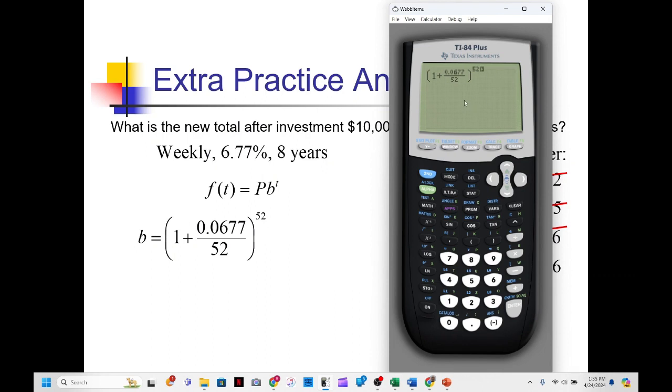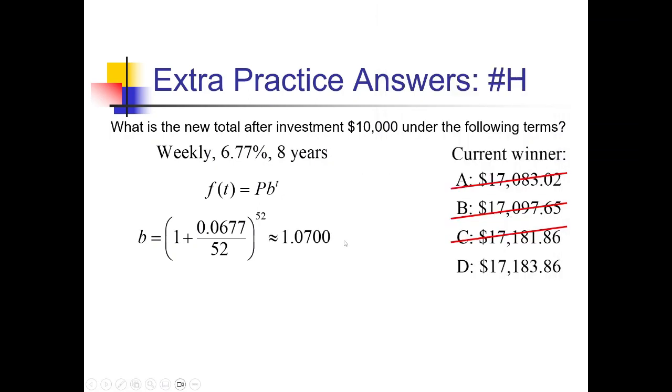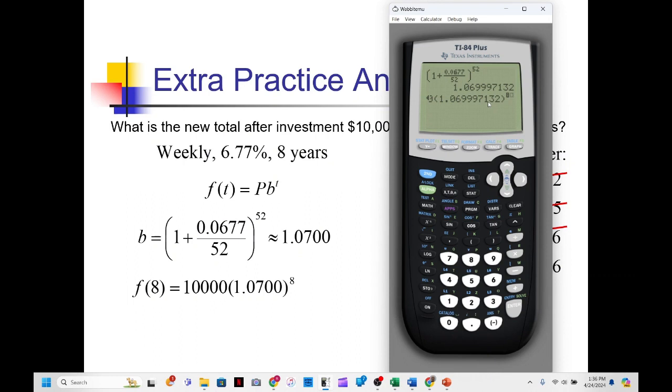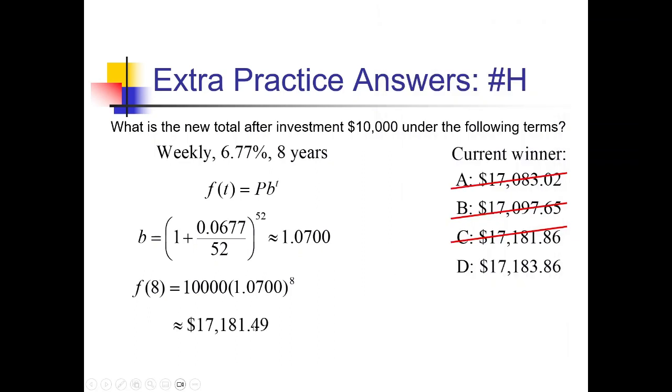Plugging that in, we get a B value of roughly 1.0700 if I round it off. So that's 10,000 times this to the 8th power. Plug that in the calculator, and I end up with about $17,181.49, which is pretty close to D, but still not close enough. Wouldn't have even beaten Plan C. So we're moving on to the next one.